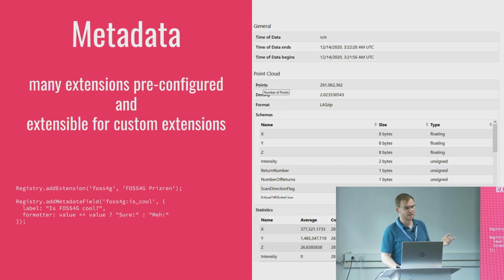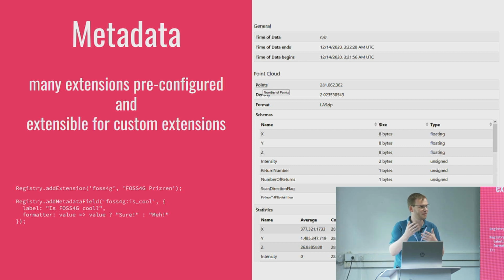The metadata rendering has been improved a lot. It now supports a large number of extensions, and it's extensible also for custom extensions. So if you have a custom extension for a company or for any data that is not in the STAC extensions organization, you can register that pretty easily, as the code shows here. There is a phosphor-G extension added, for example, and then a metadata field that shows, depending on the value, whether phosphor-G is cool or not, right?